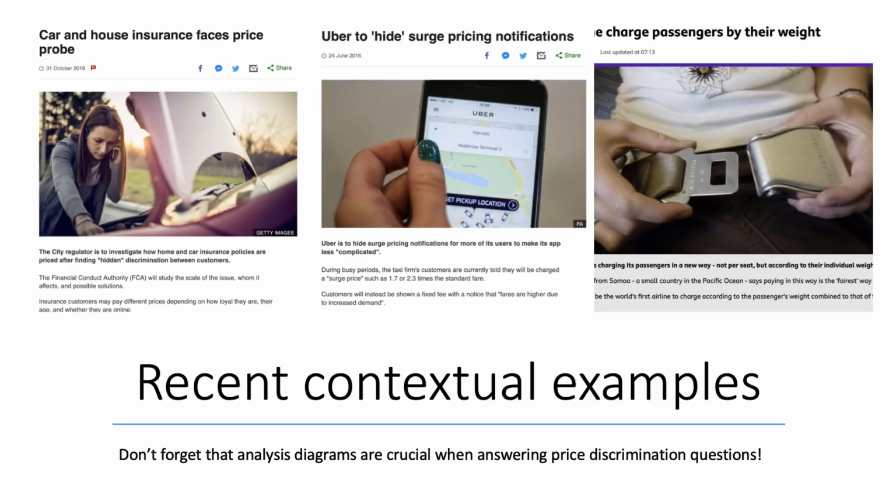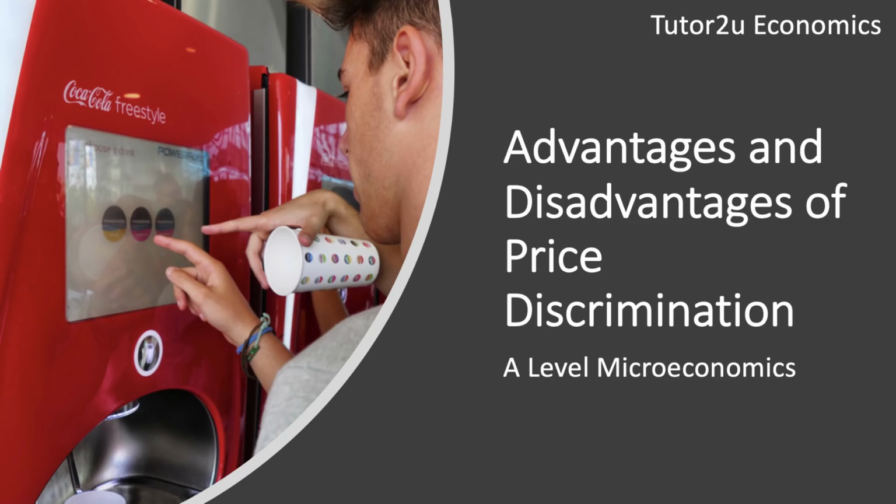Don't forget the analysis diagrams, very important and crucial when answering these questions. But I think the key to this topic is to have lots of good examples in mind, but crucially to have just 3 or 4 arguments for and 3 or 4 arguments against. And hopefully this video has been useful in giving you some of those examples. Okay, thank you very much indeed.